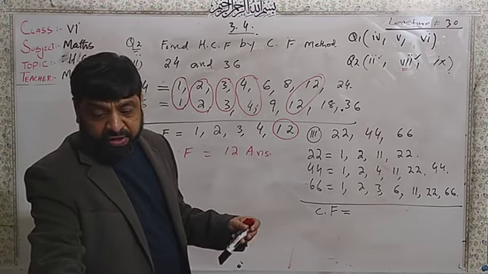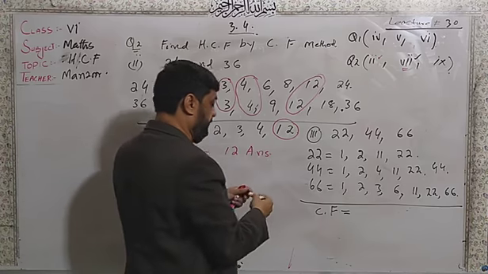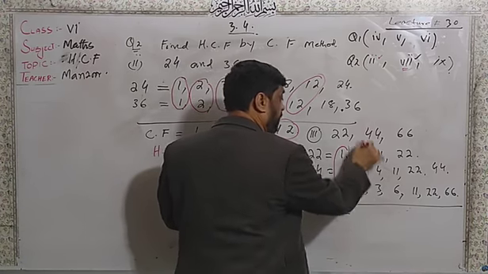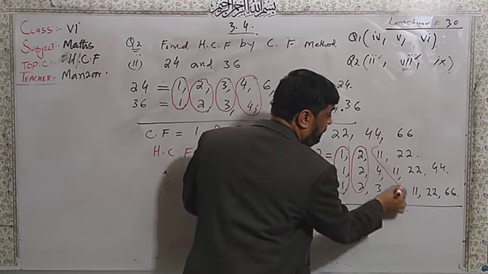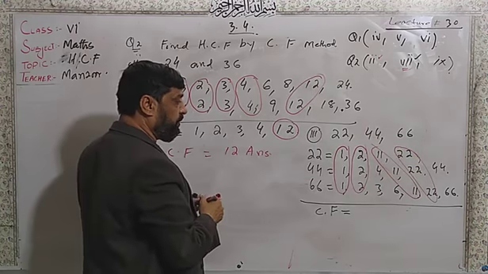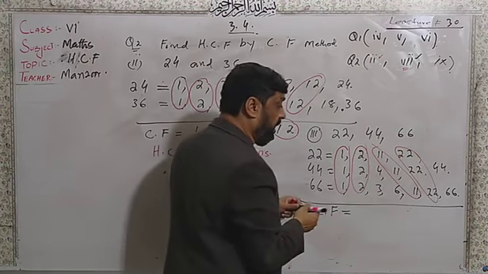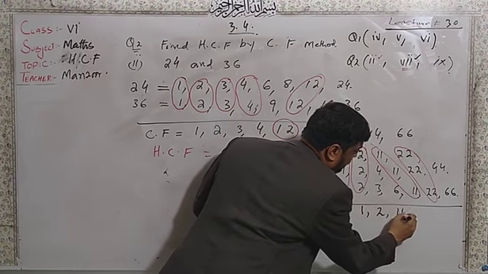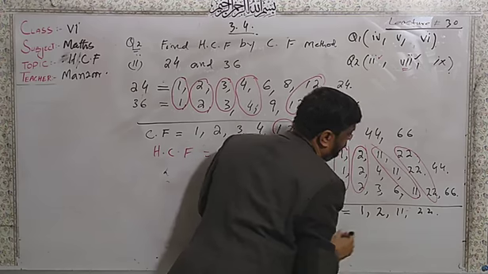What are the common factors here? I will circle the number 1, then 2, common in all, then 3, then 22. Dear students, these are the numbers that are common: 1, 2, and after that 11, and then 22.